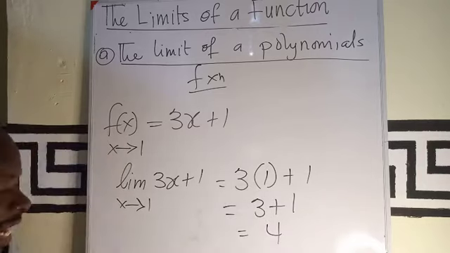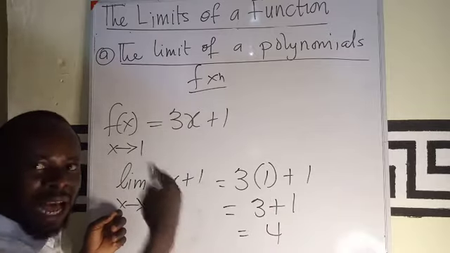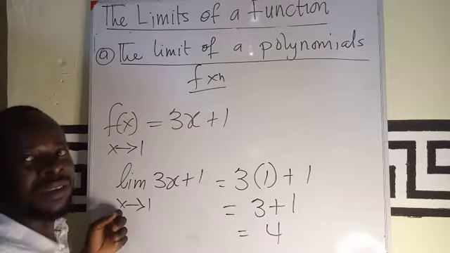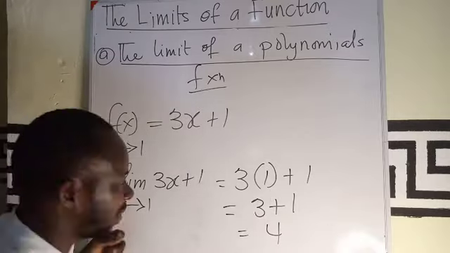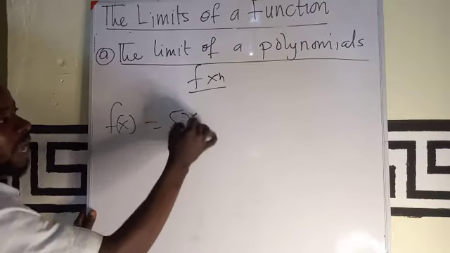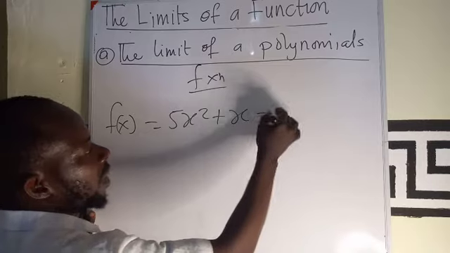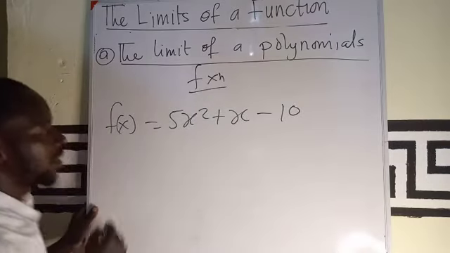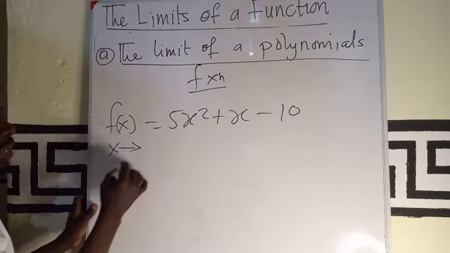So the limit of a polynomial is that the argument is going to replace the values of x. If I have so many values of x, the argument will take their places. So let's say I have a function equal to 5x squared plus x minus 10, as x approaches 2.